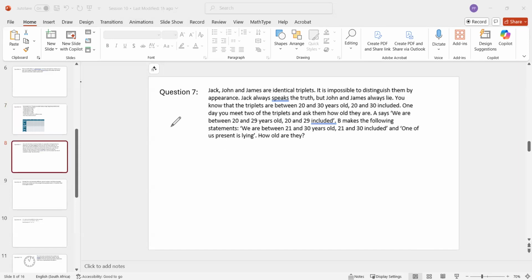So you got Jack, John, and James are identical triplets, right? They all look the same. It is impossible to distinguish them by appearance. All right. Jack always speaks the truth. So Jack is a truth teller. And John and James always lie. Say Jack always speaks the truth, and John and James always lie.